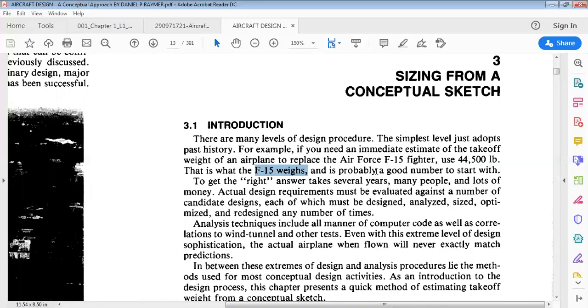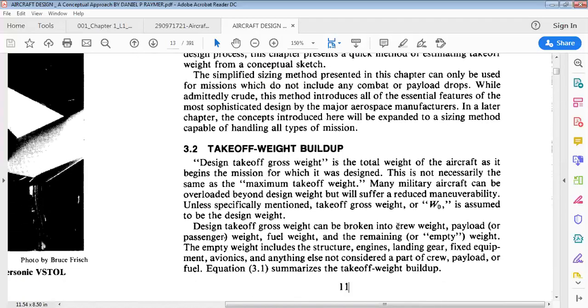There are many levels of design procedure. The simplest level just adopts past history. For example, if you need an immediate estimation of takeoff weight of an airplane to replace, like, the Air Force F-15 fighter, so I need to design something like the F-15 fighter. I'm taking its design gross weight first. What will be the takeoff weight? I will discuss that now. We have a takeoff weight build-up method, I will tell.